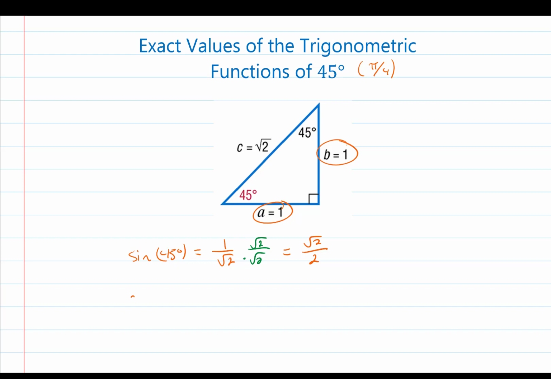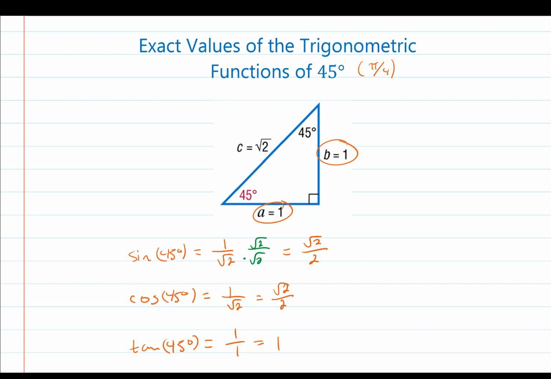Next, let's go to cosine. So cosine of 45 degrees is equal to the adjacent side, which is 1 over the square root of 2. And as we've just seen, this is equal to the square root of 2 over 2 when we've rationalized the denominator. Next, let's go to tangent of 45 degrees, which is equal to the opposite side over the adjacent side. So that's a ratio of 1 over 1, which is just equal to 1.